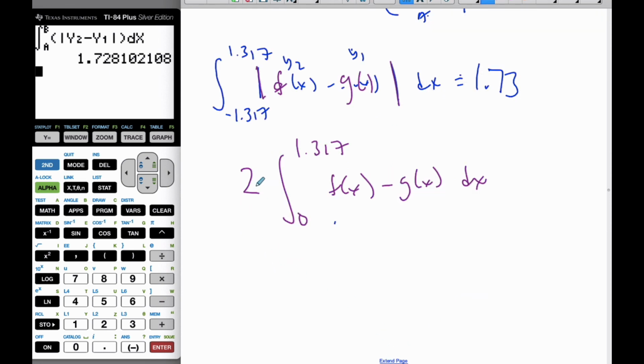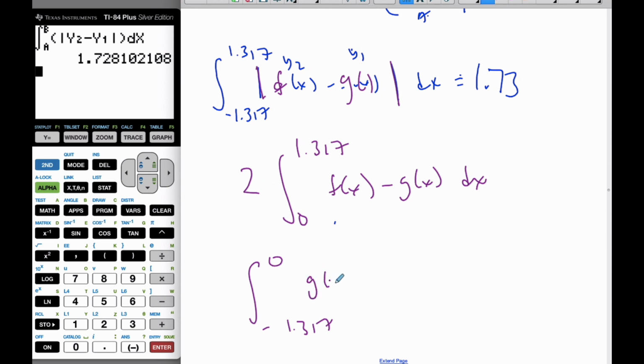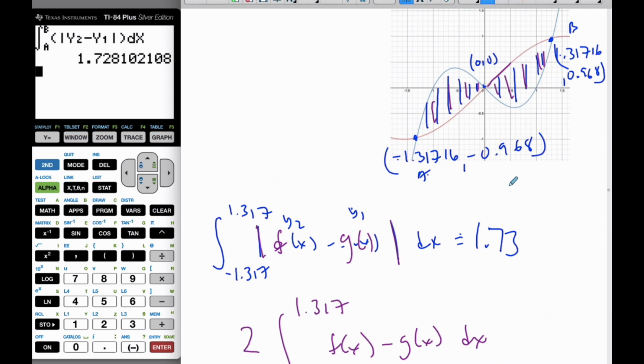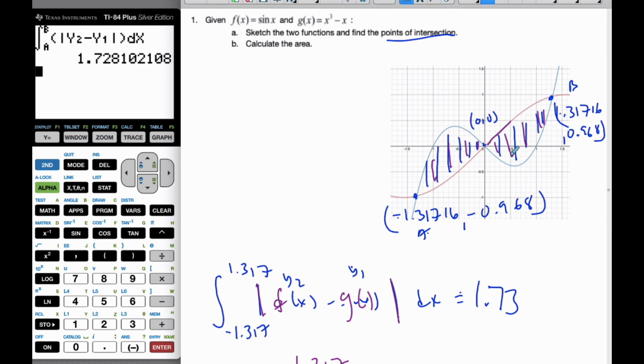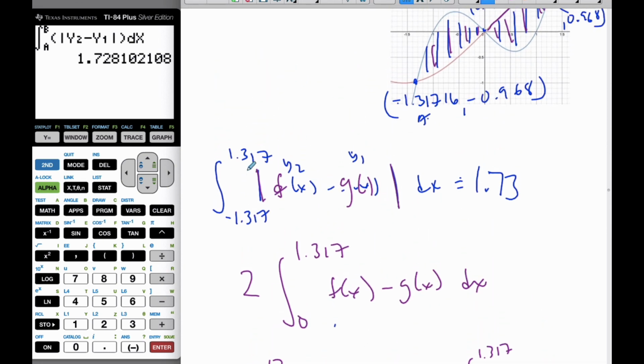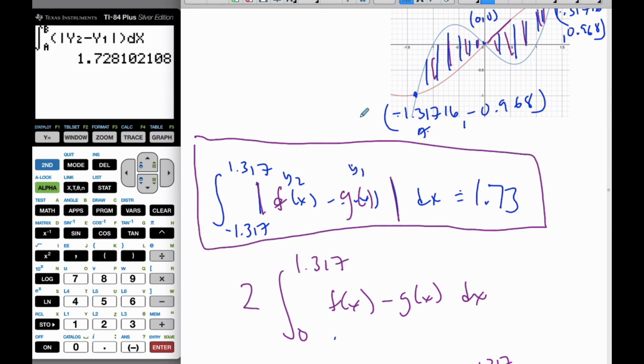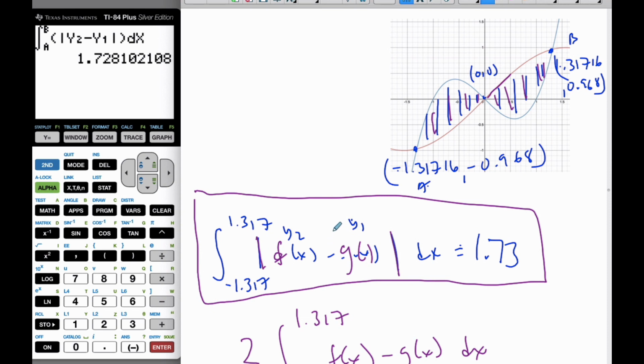I could have also, without the absolute value, gone from negative 1.317 to 0 of the blue curve, which is g of x, minus the bottom curve, the red curve. And I could have then added it to 0 to 1.317 and done f of x minus g of x dx. And then it would just be the upper curve, the sine curve, minus the cubic curve. And so there's lots of different ways to do this, but if you have a calculator, for sure the easiest way is to just find your limits, put in absolute value, and then just crunch it up.